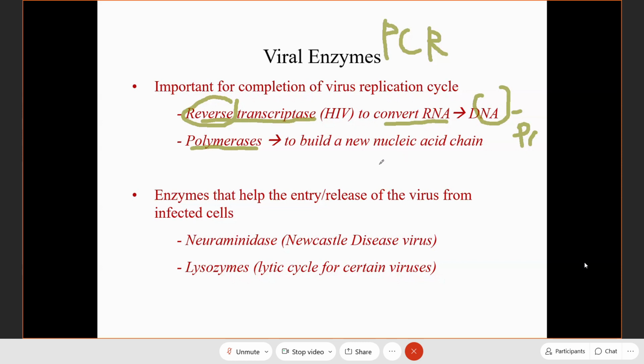So they use this enzyme in the test to produce as many new nucleic acids as possible until the machine can check. Yes, this is actually the COVID-19 RNA virus. So this is the test that they use, polymerase chain reaction.